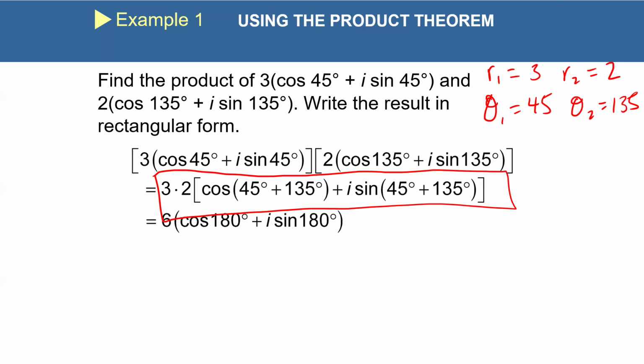So now we're down to 6 cosine of 180, I sine of 180. Do we know those values? We do. What's the cosine of 180? -1. What's the sine of 180? 0. Yes. So proud of y'all. And so simplify. What's our final answer? -6.